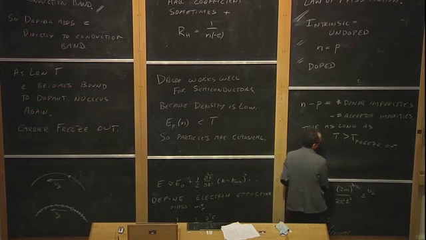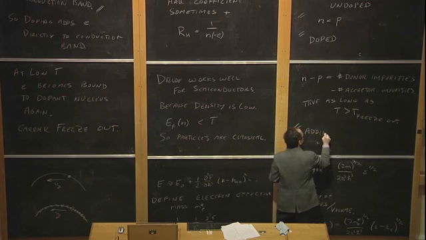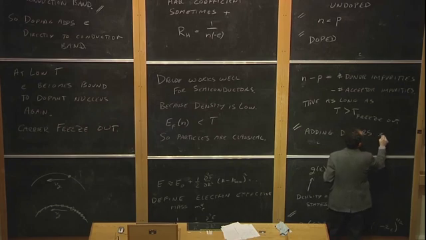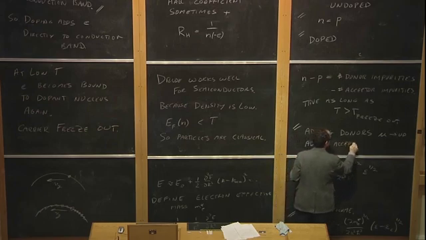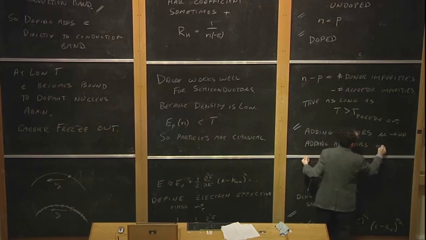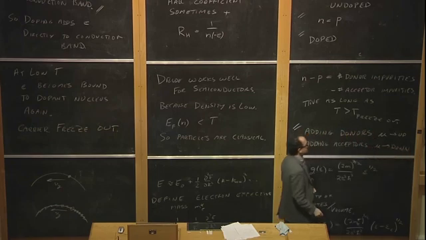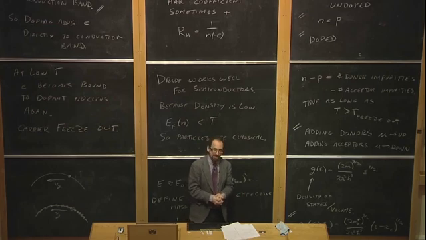Maybe I'll even write that before calling it quits. Adding donors, mu goes up. Adding acceptors, mu goes down. But because of the law of mass action, the product of those two is always going to stay fixed.